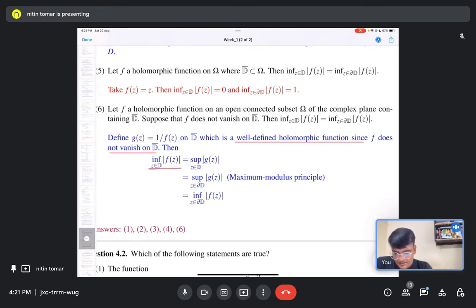infimum of mod f(z) is the reciprocal of the supremum of mod g(z), right? Because one is the reciprocal of the other. If f attains its maximum value at some point, then 1 upon f will be minimum at that point. These are two functions, right? This is my g(z). If f is maximum at some point, then 1 upon f will be minimum at that point, right? Yes or no?